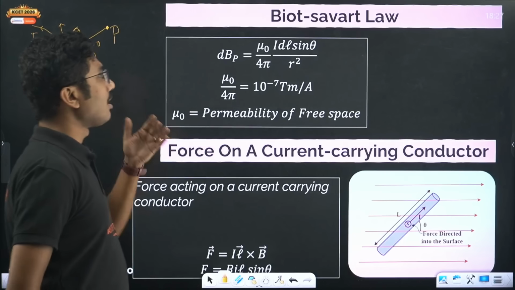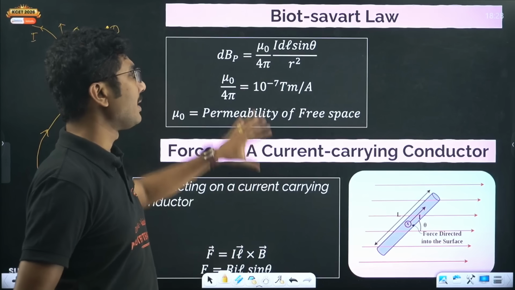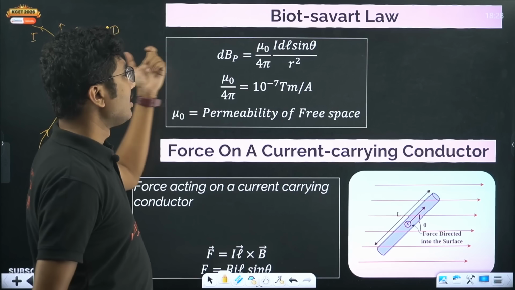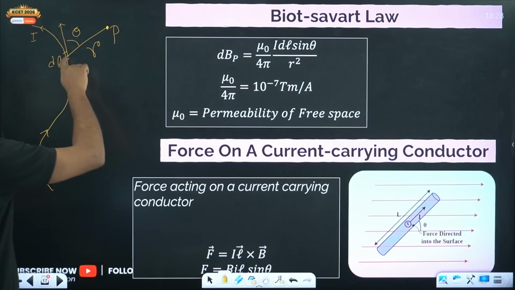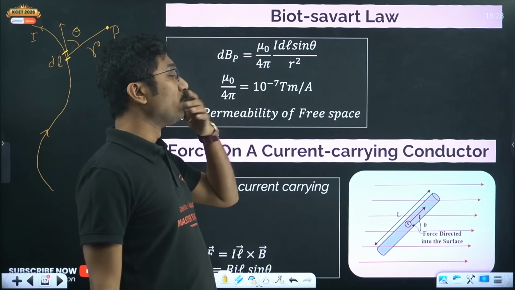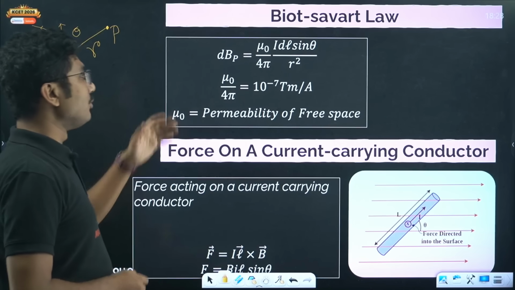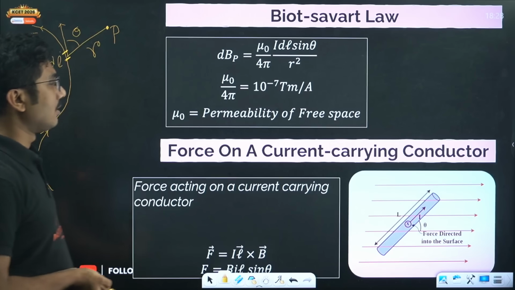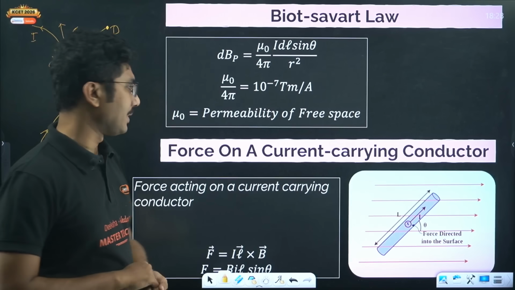Next, Biot-Savart law. Even though Biot-Savart law based questions never came in COMEDK, who knows what is going to come in the next exam, because it's an easy concept. So Biot-Savart law gives you the magnetic field due to a small current element, which is given by dB at P is equal to mu naught by 4 pi into I dl sin theta by r square. The mu naught by 4 pi value we know is 10 to the power of minus 7 Tesla meter per ampere. Mu naught is called permeability of free space.